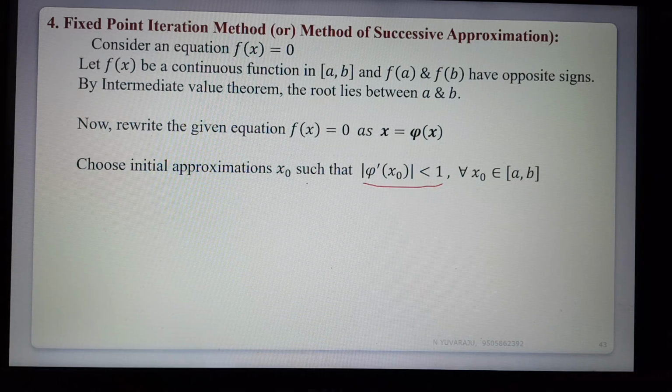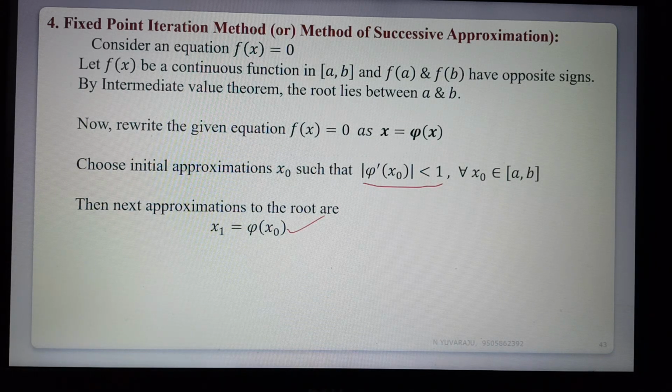The next approximation to the root, x1, is equal to phi of x naught. Substituting x naught, we find x1. That is the first approximation. Next, the second approximation: using x1 we find x2, that is, x2 is phi of x1. That is the second approximation.